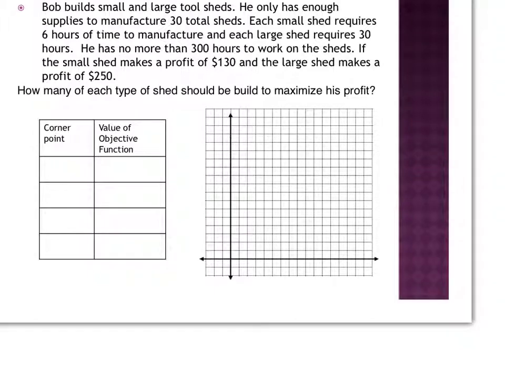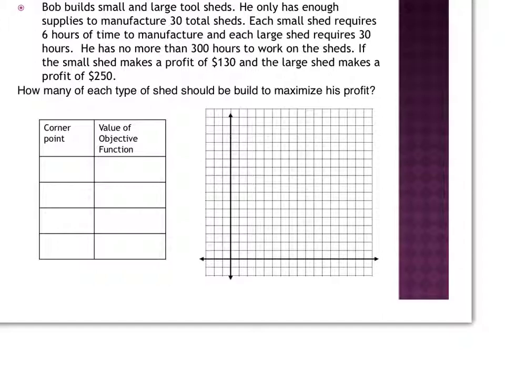In this next problem here, we've got Bob the Builder, and he likes to build small and large tool sheds. So you've got a place for all your tools when you're doing housework. If there's a place that I like to put my tools, it's going to be a tool shed. So if I could have a tool shed, I'd call Bob the Builder and have him manufacture one for me. Now, I don't know if I would want a large one or a small one, so let's think here.